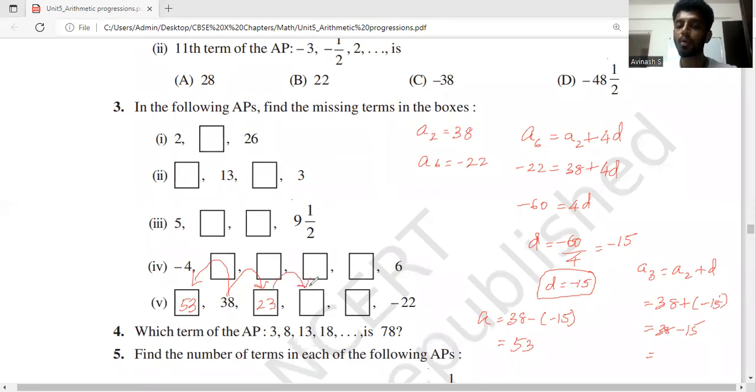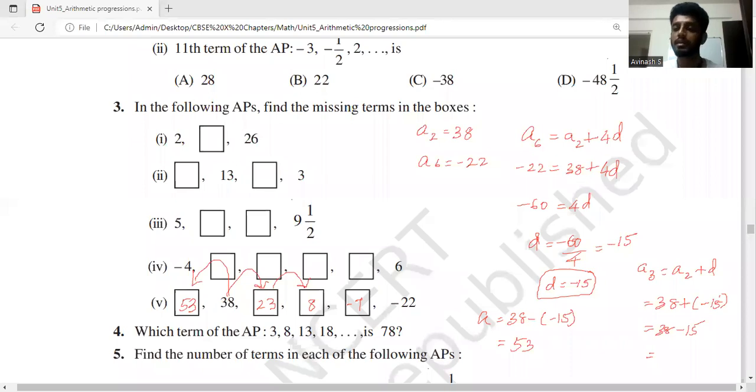Likewise, the next term can be obtained by again adding common difference, but still it is minus 15. Again, it gets subtracted. So when you subtract 15, you will be getting 8. And again, you will be getting minus 7, something like this. So these are the answers. You keep subtracting 15 from each term and you'll be getting this. So with this, we come to the end of the third question.